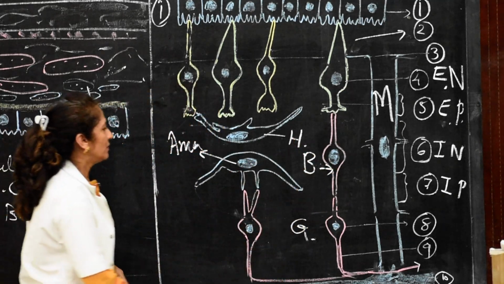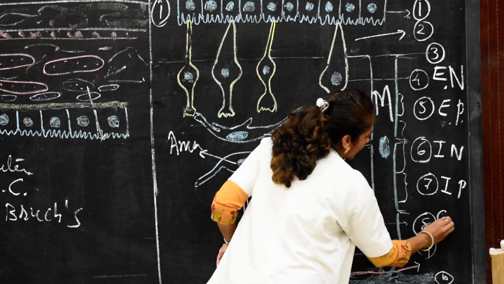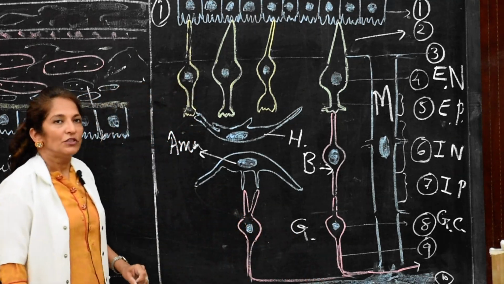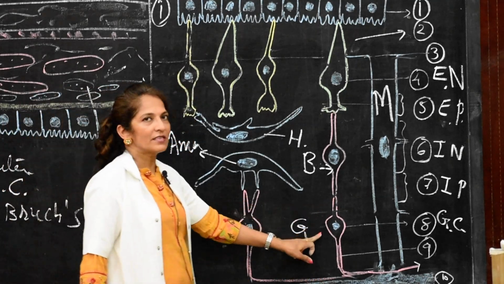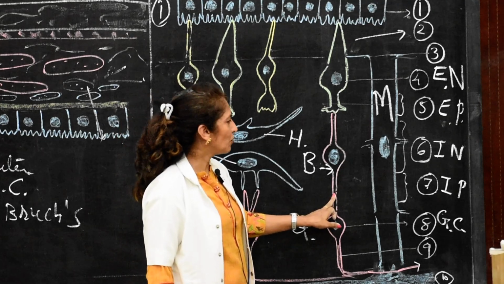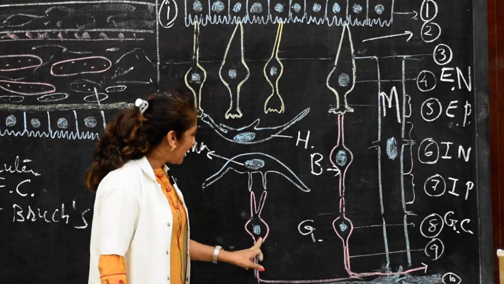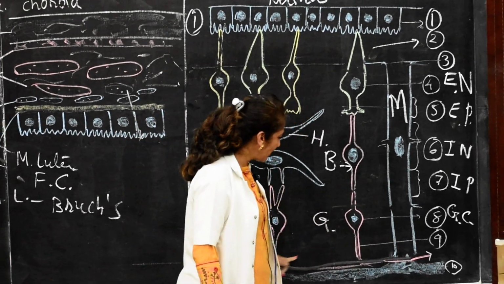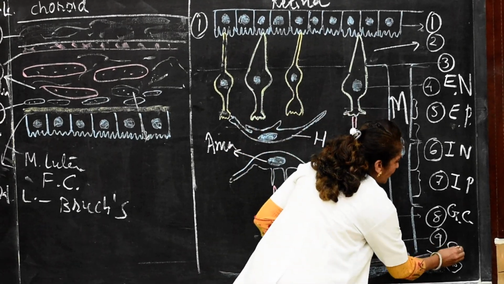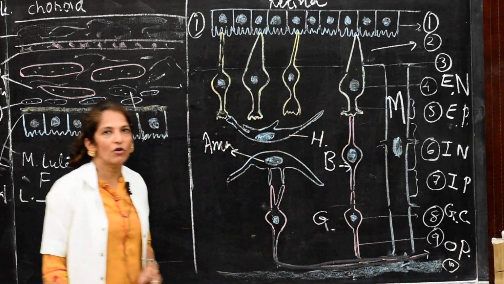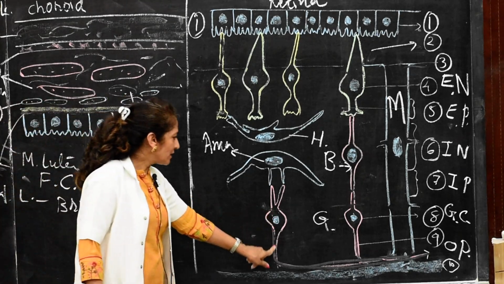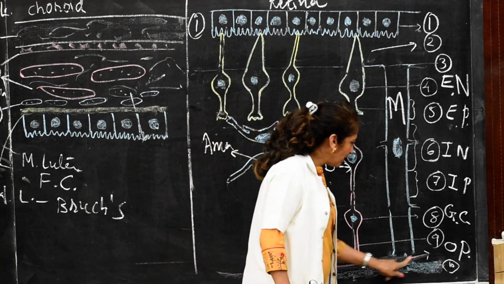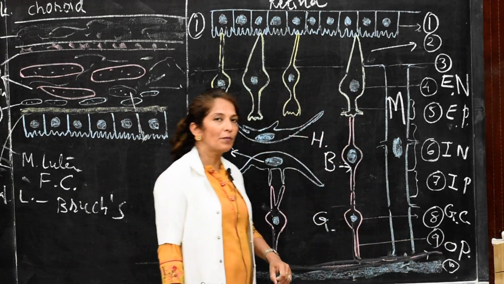Deep to it, the eighth layer, that is the ganglion cell layer. It contains only the neurons, that is the ganglion cells. The peripheral process goes towards the internal plexiform layer, and the central processes unite and form the optic nerve. So the optic nerve is nothing but the central processes of the ganglion cells. All the axons unite and form the optic nerve.